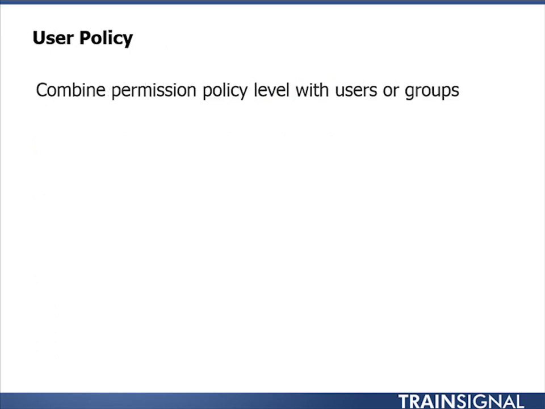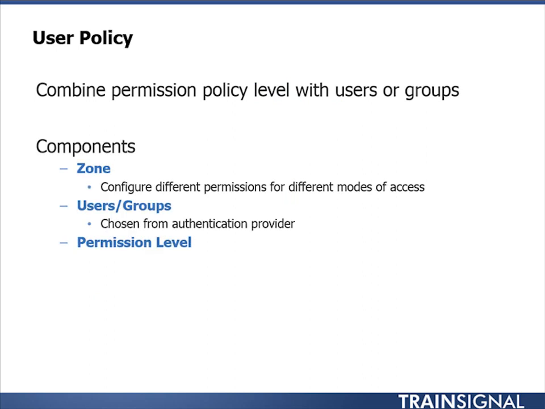Now, after we go in and we set up our policy level, then we get to go in and set up our user policy. And this is where we're going to combine that permission policy level with our users or groups. Now, the three components that are going to bring this together are going to be the zone, the user and group, and then the permission level. The permission level is the one that we want to use. The user and groups is who it is that we're talking about. The zone is a bit interesting.